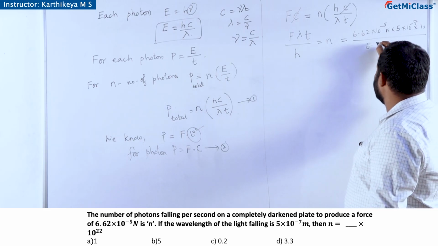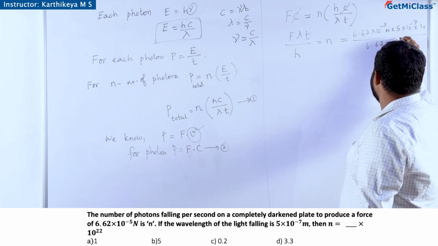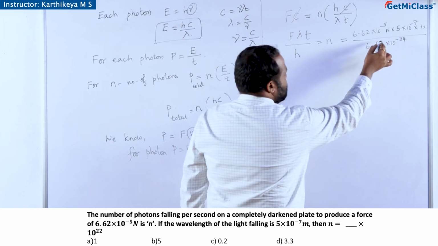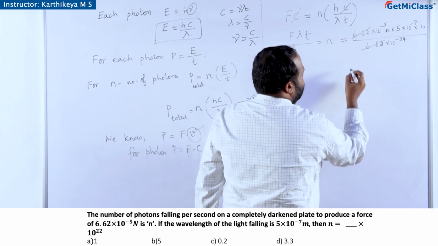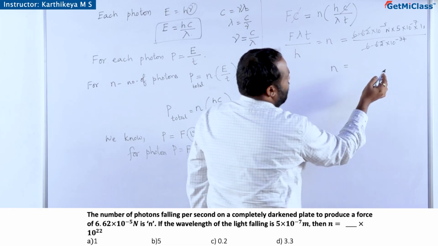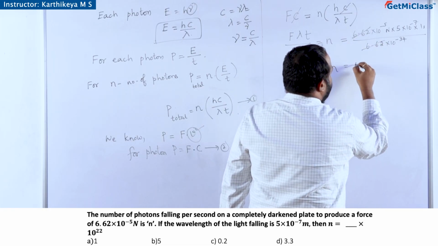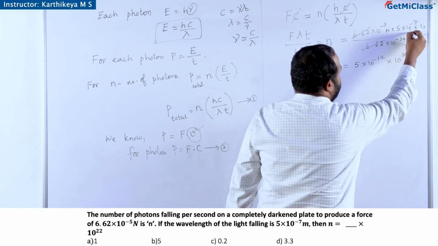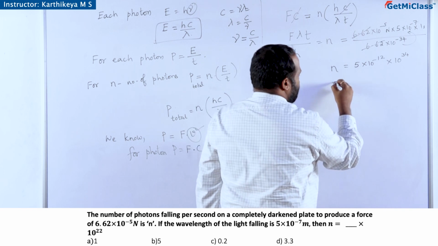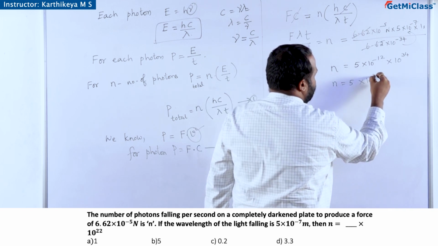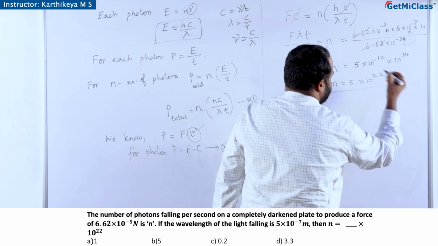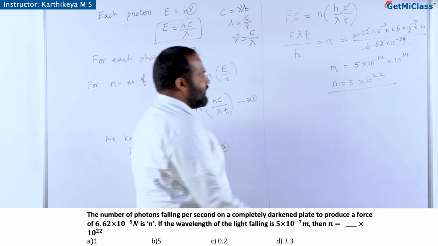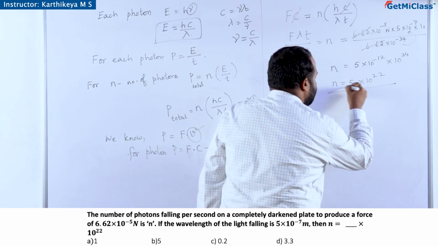h value is 6.62 × 10^-34. Now what happens? 6.62 cancels. What remains? n is equal to 10^5 into 10^-12 into 10^34. This comes to the numerator. So, the number of photons falling per second is this much, 5 × 10^22.